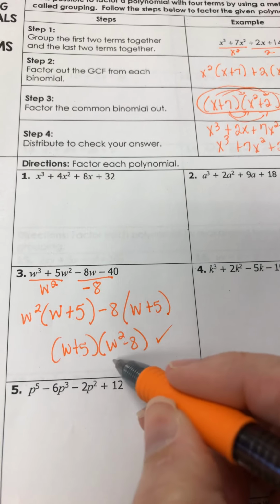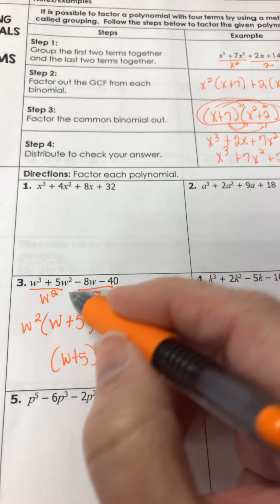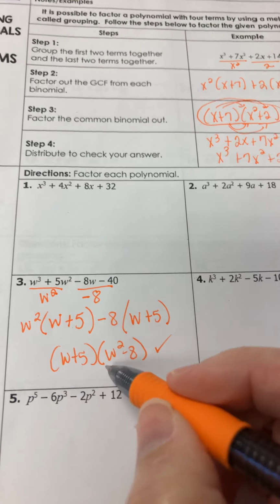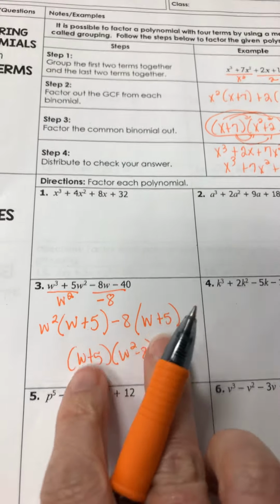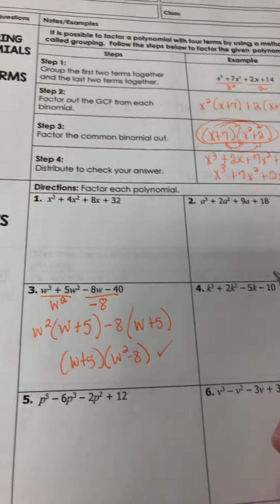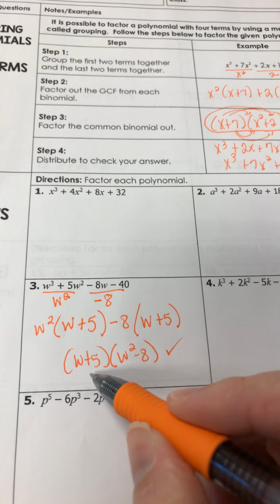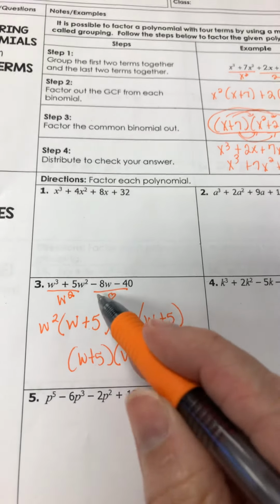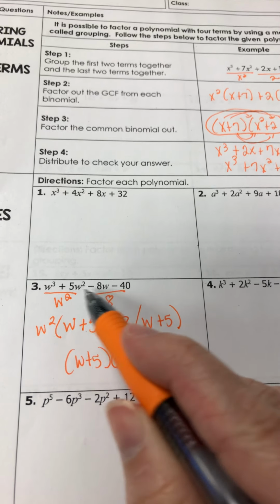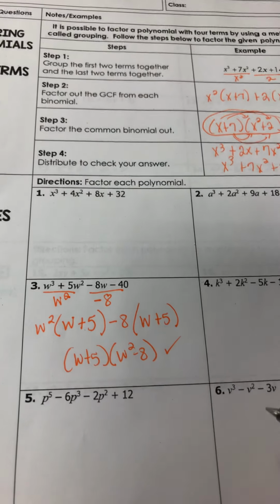Now you can FOIL this out, and then check your answers right here to make sure they're the same. If the 2 middle terms are inverted, that's okay. Commutative, so it can be changed around in any order. So FOIL to check, make sure it looks like this. Like I said, you might have to switch it around, but that's perfectly okay.